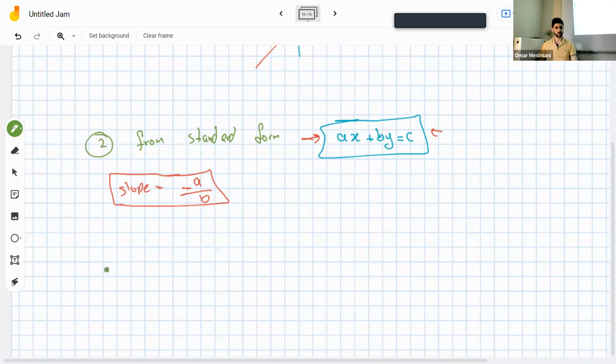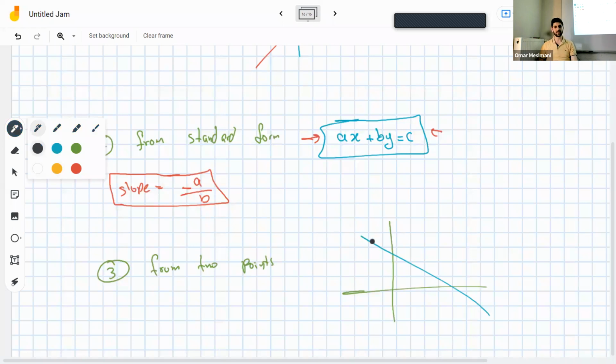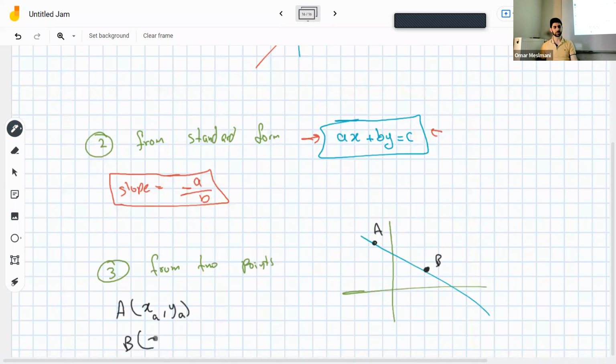Third way, I said, from 2 points. Let's say that I have a graph like this. I will say that I have a first point, this point A, and this point B. Let's say that point A has coordinates XA, YA, and B also has coordinates XB and YB, all right? So what is the information needed to calculate the slope? You just use the formula like this.